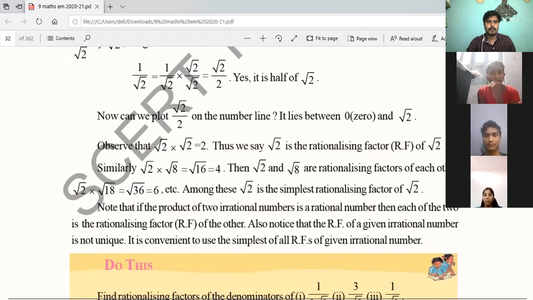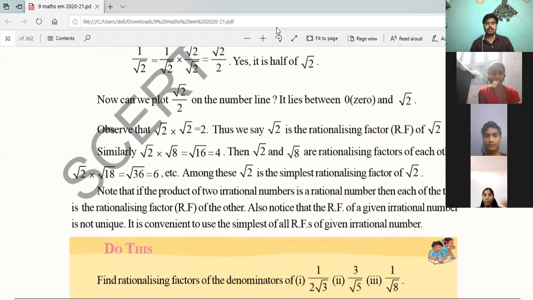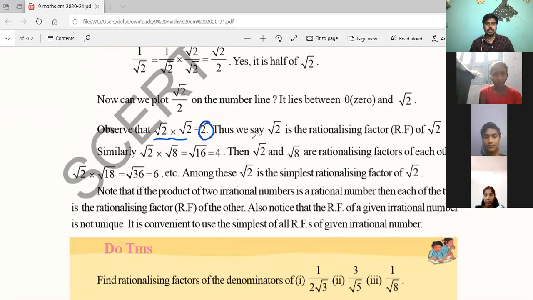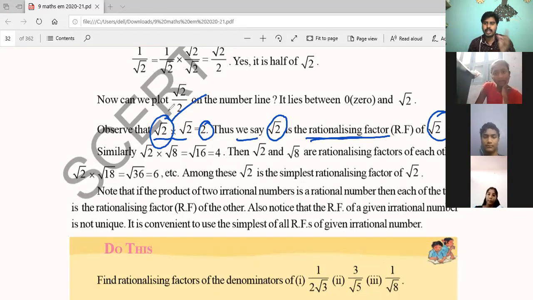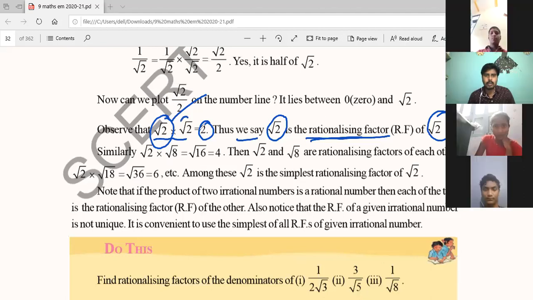See here, you observe that root 2 times root 2 is equal to 2. Thus we say root 2 is a rationalizing factor of root 2. Root 2 is actually irrational. To convert that root 2 into rational form, we need to multiply with one more root 2, right?